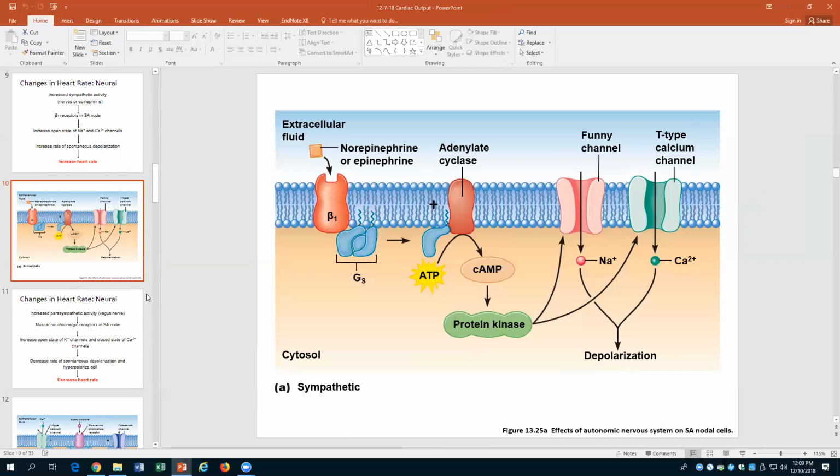Any other questions? Any other topics? Sure. So the muscle spindle. Talk about the muscle spindle.